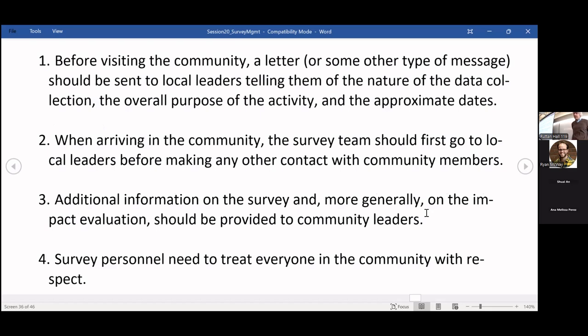Okay, so ideally, before you even go out there, send a letter or some other message, maybe a text message, telling them this is what we're doing.